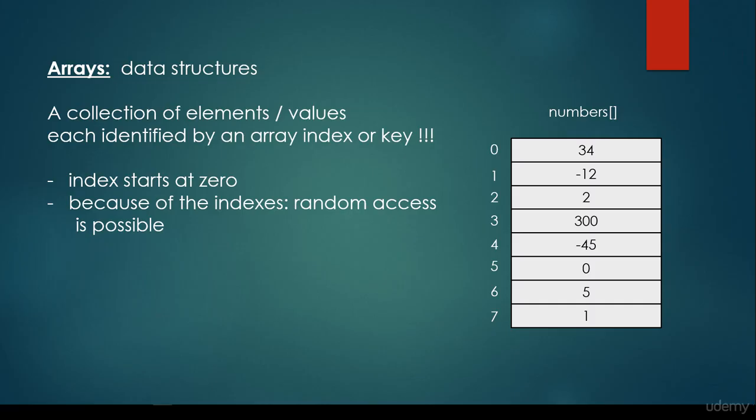What does random access mean? That we are able to access all the elements of the array. So we would like to get the item from the numbers array where the index or the key is equal to 4. We can do it without any problem, and -45 is going to be returned as the value in the array with this index or with this key.